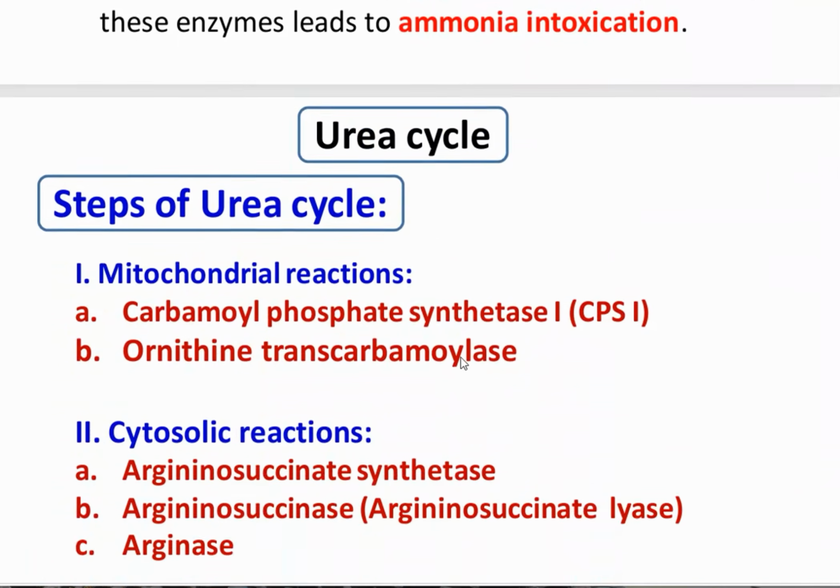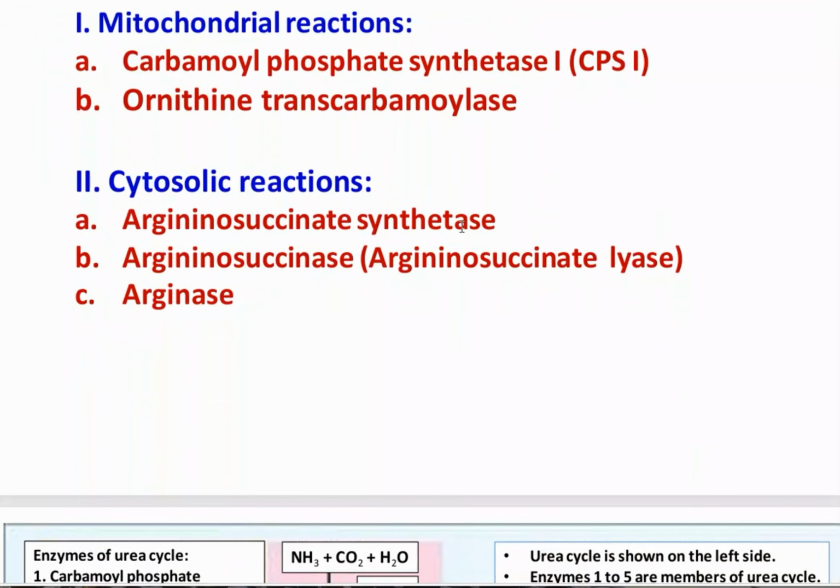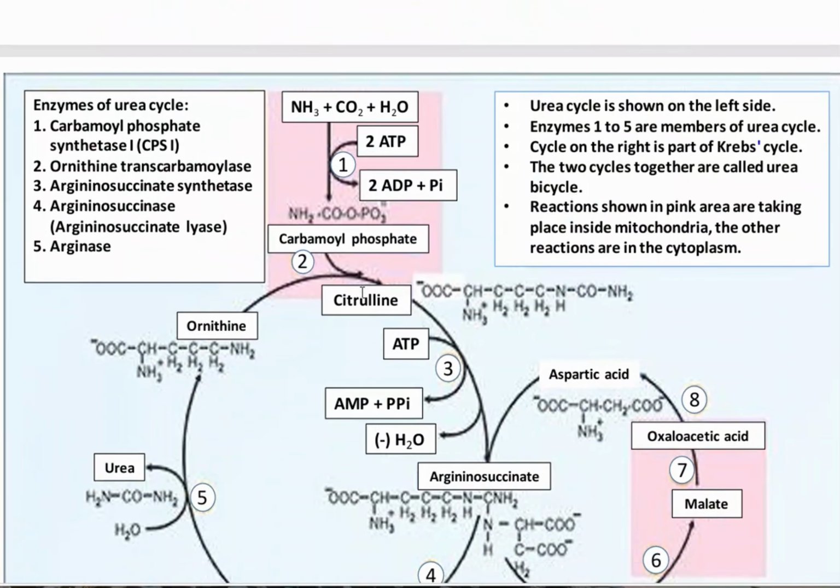In this urea cycle, there are 5 steps. As we said, steps number 1 and number 2 occur in the mitochondria, and in these 2 steps there are 2 important enzymes: CPS-I, carbamoyl phosphate synthetase 1, and ornithine transcarbamylase, which act in the mitochondria. The remaining 3 steps involve argininosuccinate synthetase, argininosuccinate lyase, and arginase, and these 3 enzymes are involved in the cytoplasm. So if you see the whole cycle, these are the 5 enzymes.